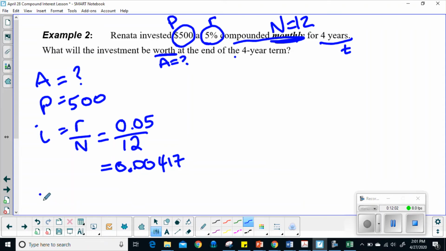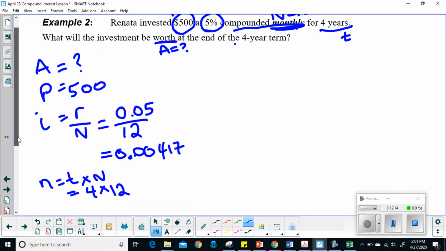And then our little n is equal to our time in years times my number of compounds per year. So in this case, I've got 4 years, and I'm compounding monthly. That means my little n is going to be equal to 48.